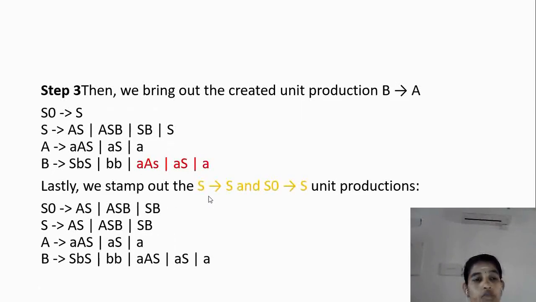Next one, remove the unit production. For example, for the production rule B tends to A, we want to substitute the A value directly in B production rules. So directly I substitute B tends to, what's the A value? AS or A. Directly I substitute the value here instead of the capital letter A. Okay, the same concept again repeated for S0 tends to S. So we remove this unit production rule. So the output is right here.